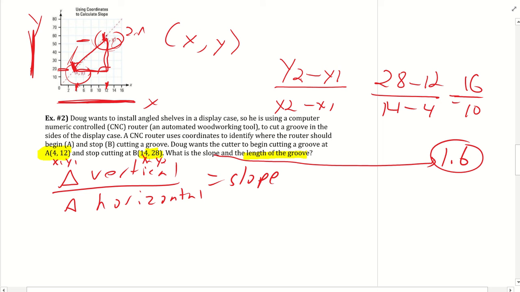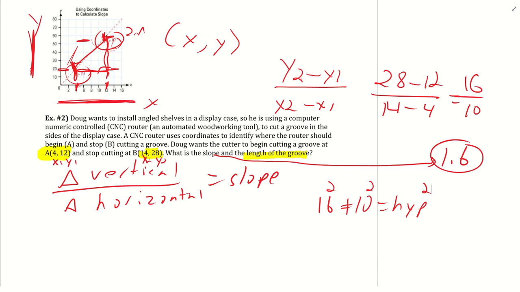You know that one leg would be 16. Sorry, that's our vertical. So the vertical would be 16 from here to here, and the horizontal would be 10. And that's going to give us our hypotenuse. Remember, we have to square these because we're using the Pythagorean theorem.